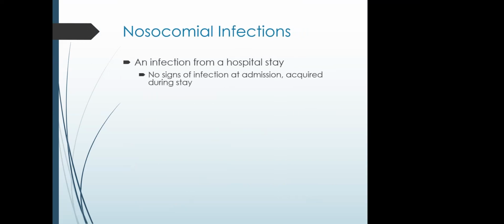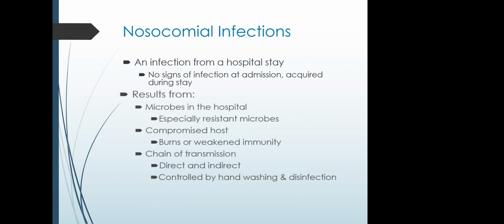All right, so nosocomial infections are acquired from a hospital stay. This would basically be, say someone is in an accident, breaks their leg, and has to go to the hospital for surgery. And then while they're at the hospital, they get the flu, or they get MRSA, or an eye infection from Pseudomonas, something like that. That's what would be a nosocomial infection.